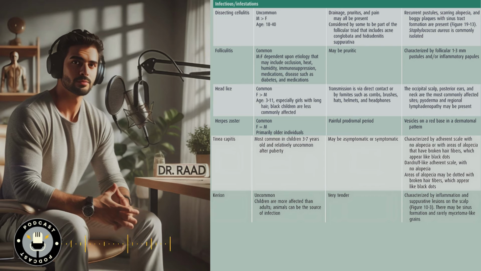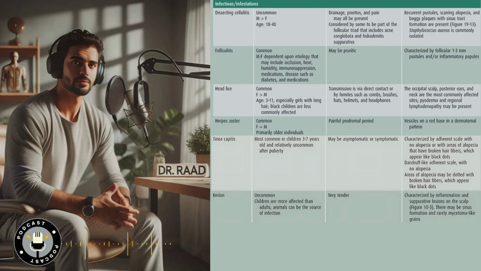Herpes zoster. Who gets it? Commonly seen in older individuals with no gender bias. Clinical picture: it kicks off with a painful prodrome and then erupts into vesicles on a red base in a neat dermatomal pattern.